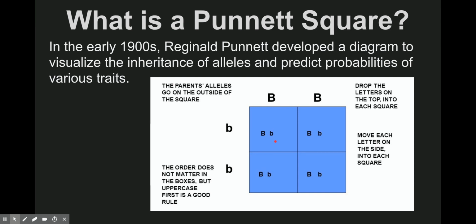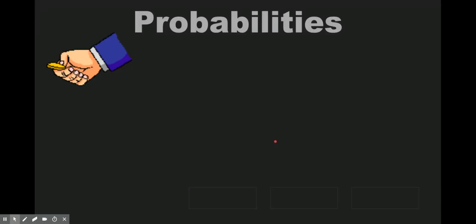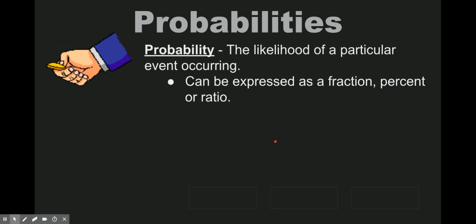So that's a super quick, brief introduction to what a Punnett square is and how it works. If you're confused, it's okay. We're going to continue working with these, and they'll make more and more sense over time. All right, let's keep moving on. I do want you to take some notes on probabilities. For one, the probability of something is the likelihood of a particular event occurring.